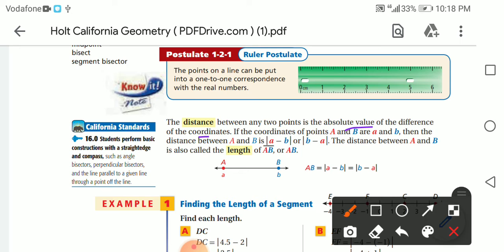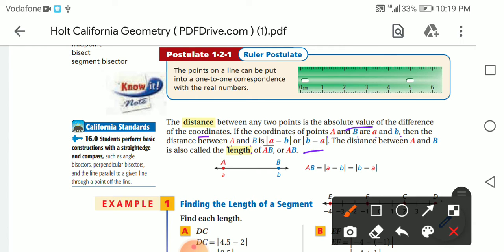So if the coordinates of points A and B are a and b, the capital letters being the points and the small letters the coordinates, then the distance between A and B, can you hear me, is what? It is the absolute value of a minus b, or b minus a.